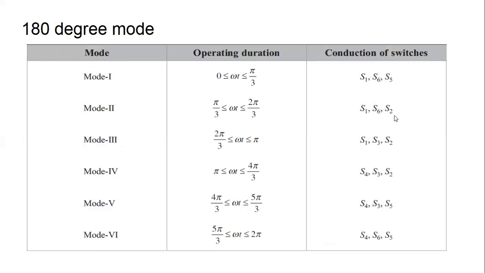The 6 modes of operation are listed in the table. Mode 1 will be there for 60 degree duration from 0 to 60 degrees. During that mode, the switches which will be in on condition are S1, S6, and S5. Then in mode 2, the switches in the on condition are S1, S6, S2, then S1, S3, S2, then S4, S3, S2, then S4, S3, S5, and then S4, S6, S5.